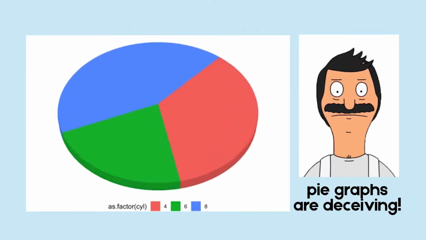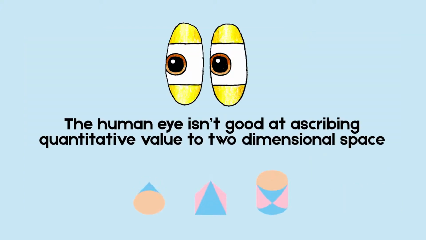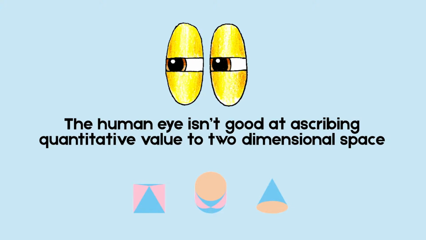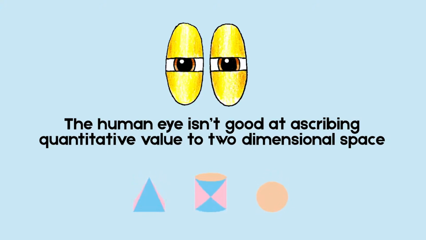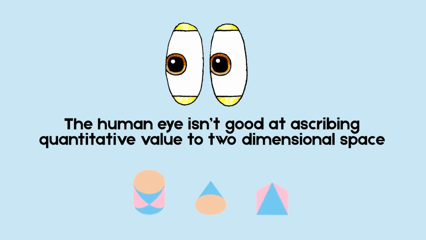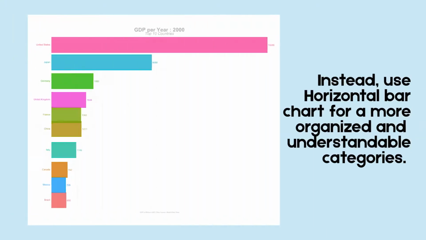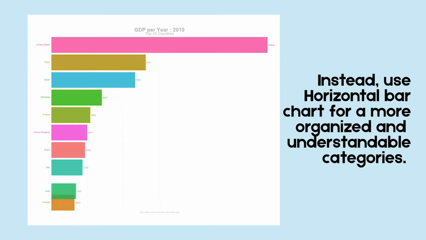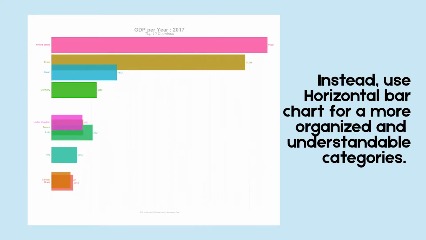It is the same with three-dimensional perspective that we will discuss later. The human eye isn't good at ascribing quantitative value to two-dimensional space. So in short, pie graphs are not an effective tool in presenting data. So what can be your alternatives? We have horizontal graphs. Use horizontal bar chart to create a more organized category. See, it is easier to create and understand.